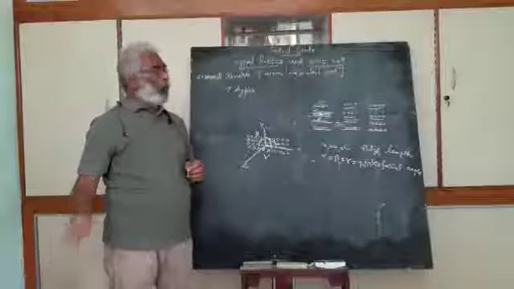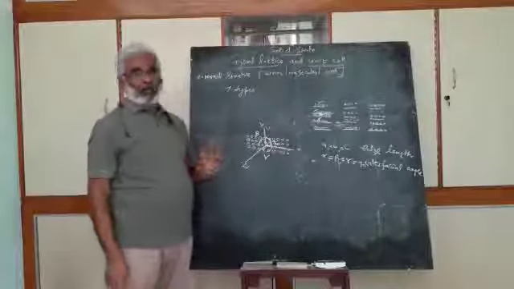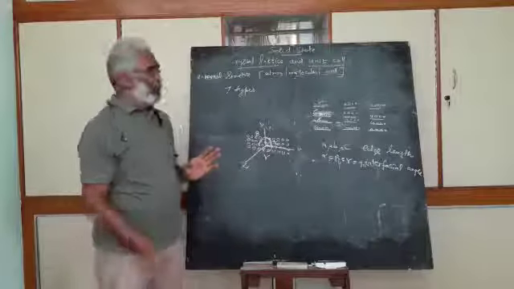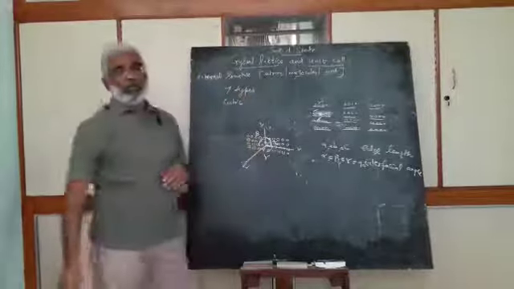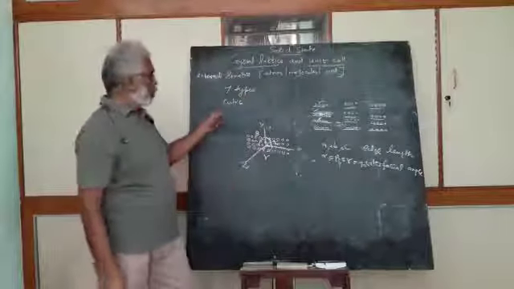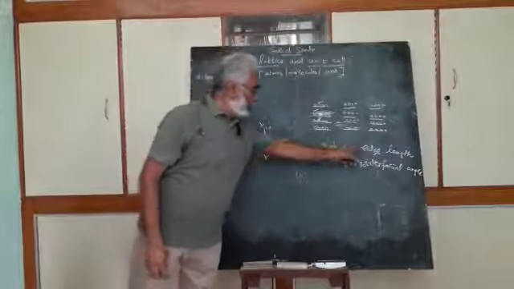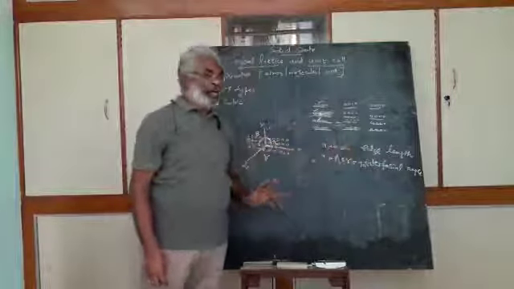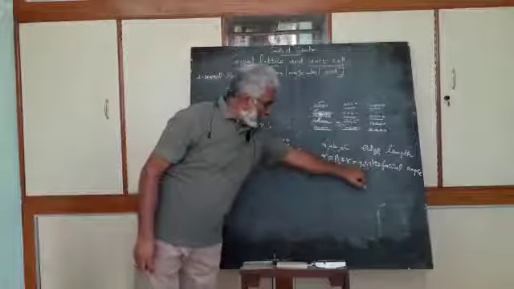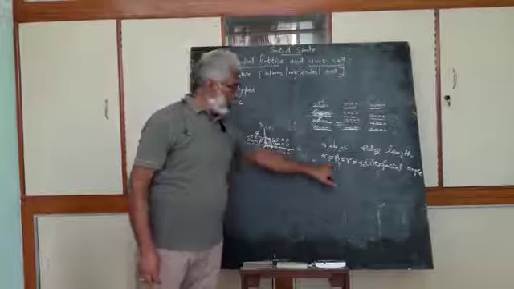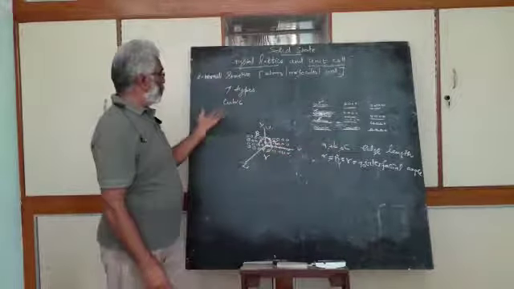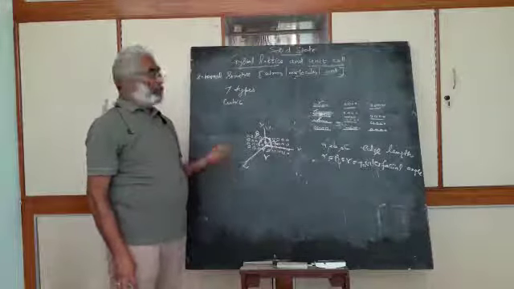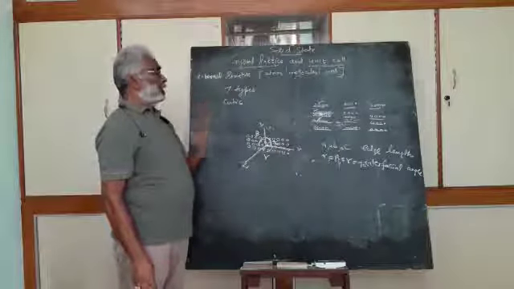The model that I showed is cubic. This is one unit cell, cubic. In a cubic unit cell, the lengths A, B, C are equal, and the interfacial angles alpha equal beta equal gamma equal 90 degrees. This gives the cubic shape. Totally there are 7 types.